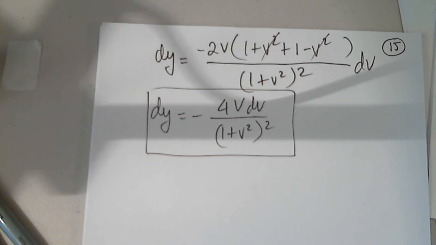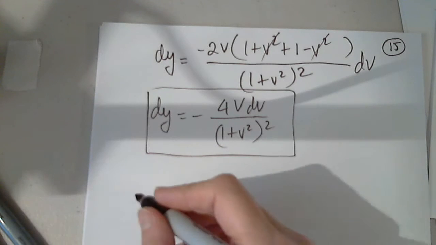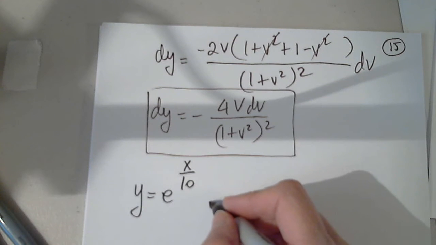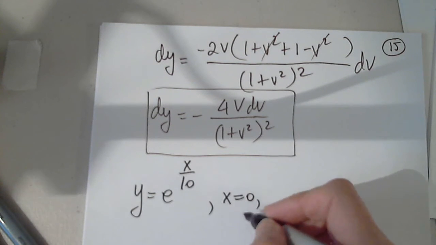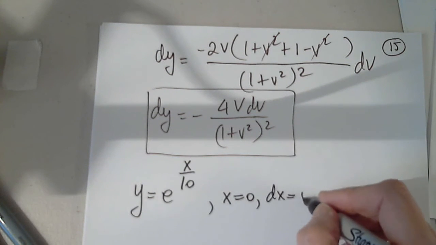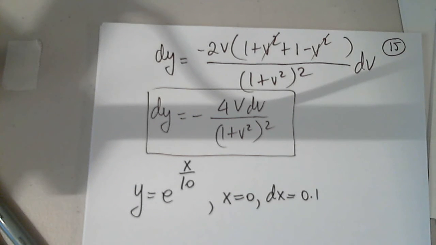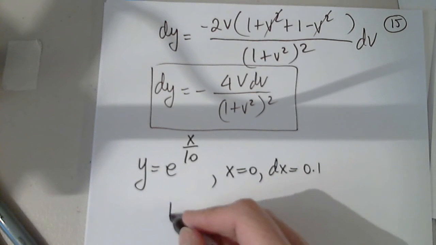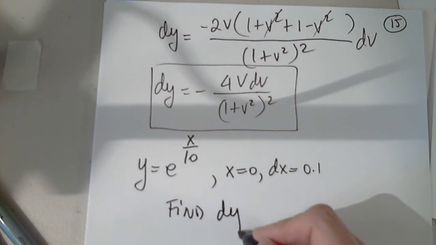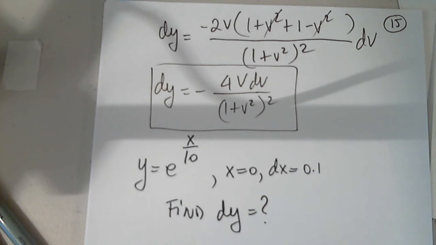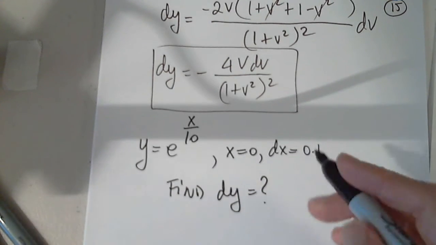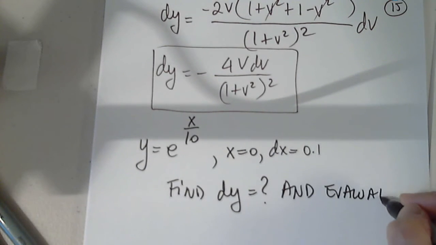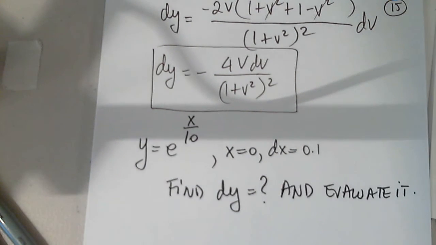Okay, let's look at something like we're given y equals e to x over 10. We are given x equals 0. We are given dx equals 0.1. The question is asking us to find dy and also evaluate it for the given values.